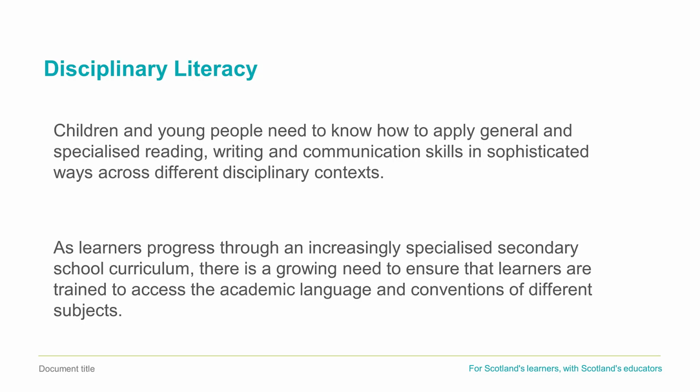Children and young people need to know how to apply both general and specialised literacy skills in sophisticated ways across different disciplinary contexts. For example, in biology, a learner may read a text about photosynthesis and assume that it is a factual account, suppressing thoughts about the author of the text. However, in contrast, in the English classroom, a learner could read with an active awareness of the author and the context in which the text was written.